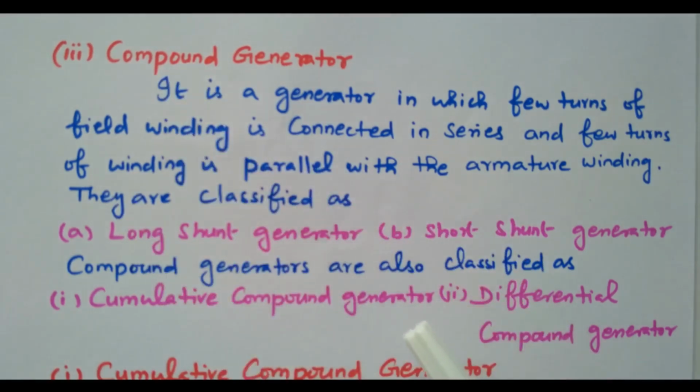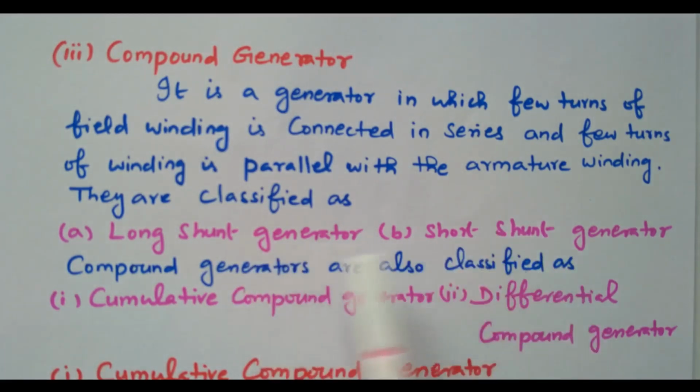In the first type, only the shunt winding is connected in parallel. In the second type, it is only connected in series. In the third type, both are connected, in series as well as parallel. So based on that there are two types, long shunt and short shunt. Right? The shunt winding is available after the series. Here short shunt means the shunt winding is available immediately, after that the series winding will be available. We will see the diagram so that you are able to understand.